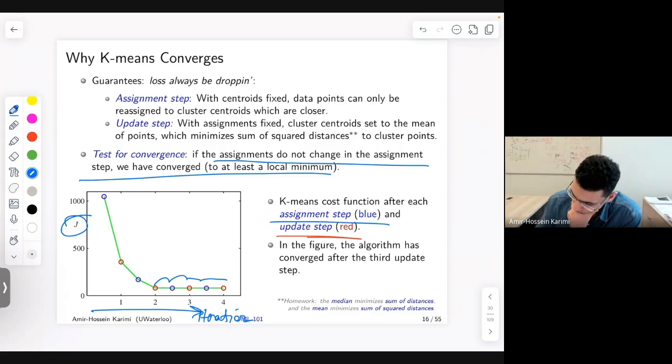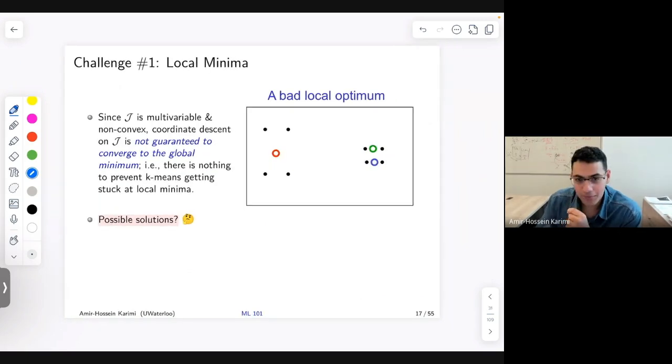Okay, so we have a couple challenges to deal with. The first one is a bad local optimum due to a bad initialization. We said that since our objective is multivariable and non-convex, the objective itself is non-convex, coordinate descent on J is not guaranteed to converge to the global minimum.